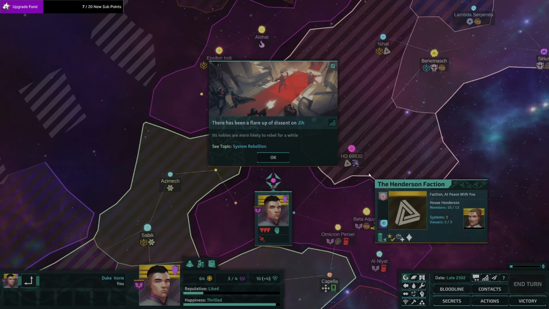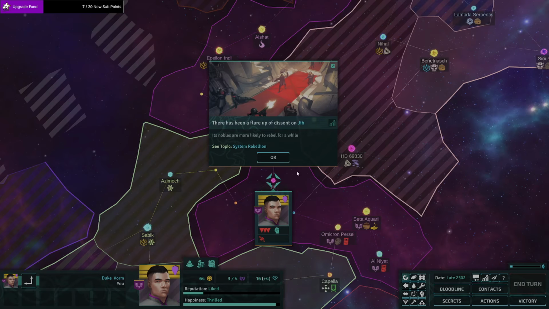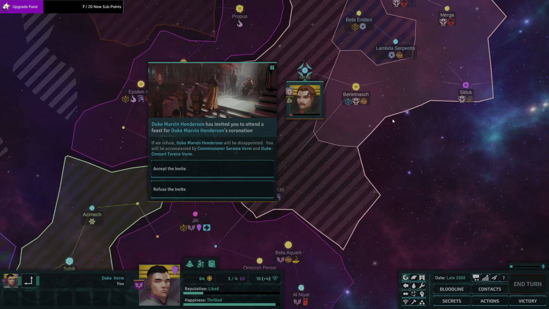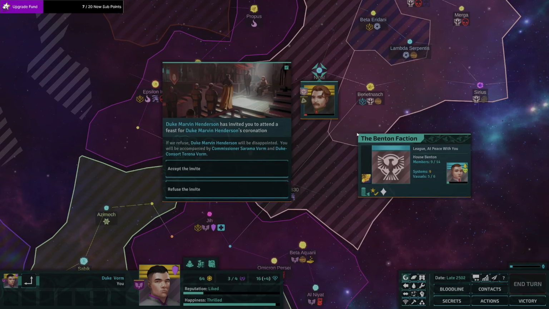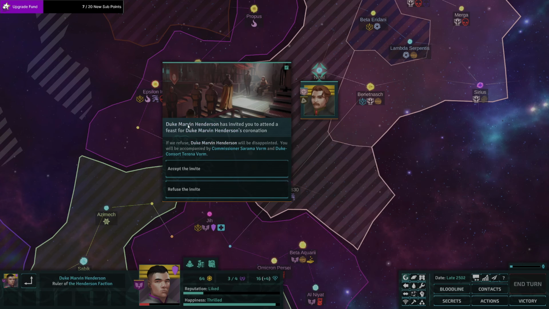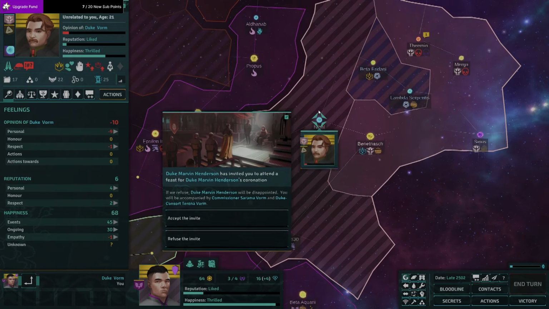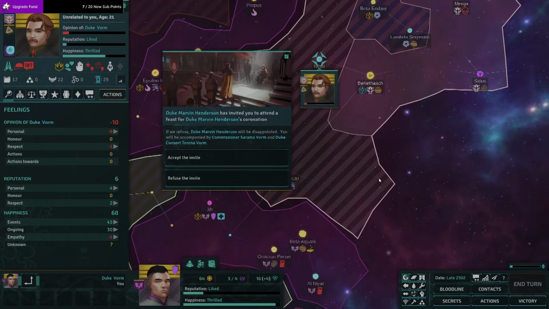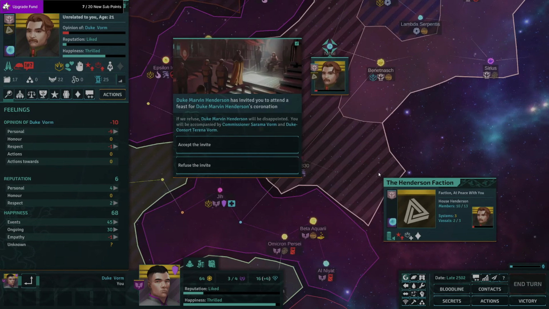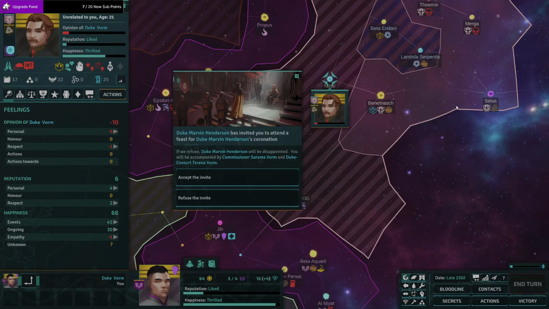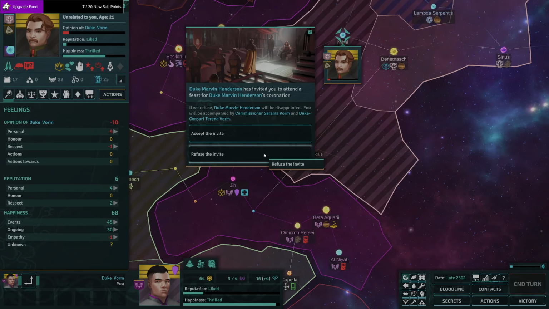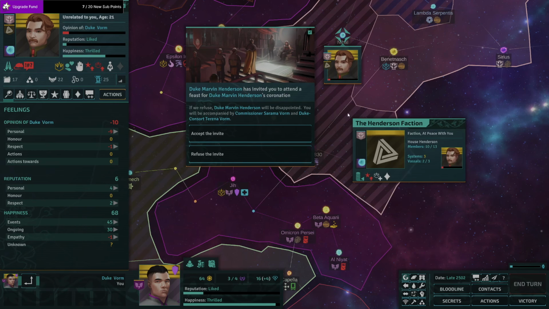Let's let things happen. I love these random rebellions. Uh-oh. Duke Marvin Henderson has invited you to attend a feast for Duke Marvin Henderson's coronation. Nice of you, Duke Marvin Henderson. Who are you? Up north there in Nihal? And you don't like me much, but you're sending an invitation. I haven't had much luck in these feasts. We've had some pretty bad things happen so far. But if we refuse the invite, does it matter? I don't really care about this guy, and I'm not trying to be nice with that federation.